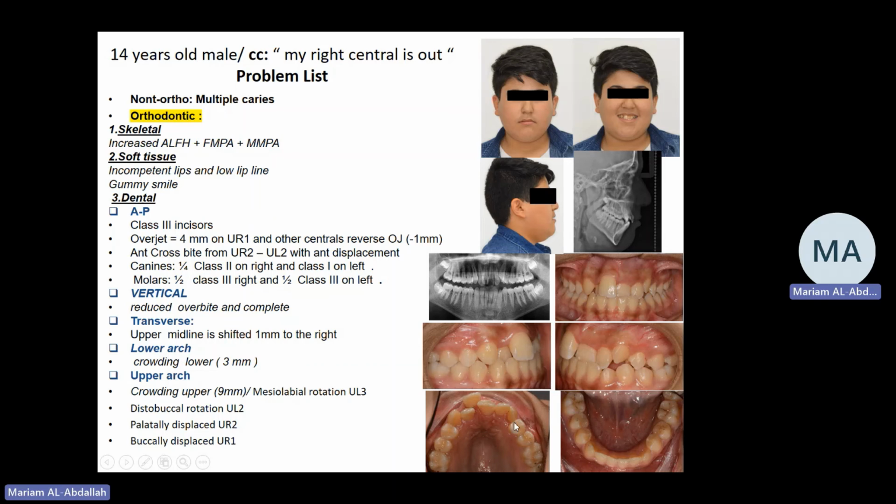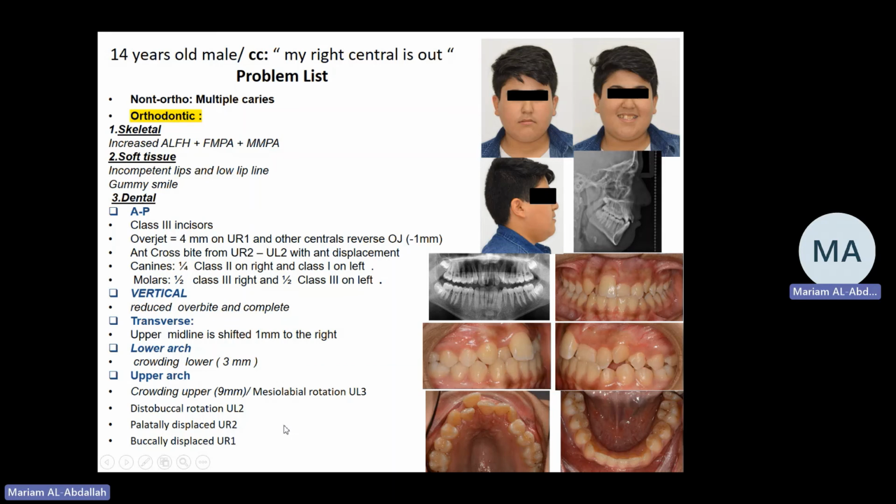So for example, the upper left canine is mesiolabially rotated. The upper left lateral is distolabially rotated. The upper left central is buccally displaced. The right central is palatally displaced, and the right central is buccally displaced. The right lateral is palatally displaced. So we have multiple rotations and displacement of teeth.